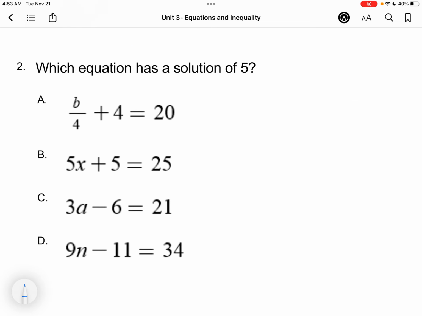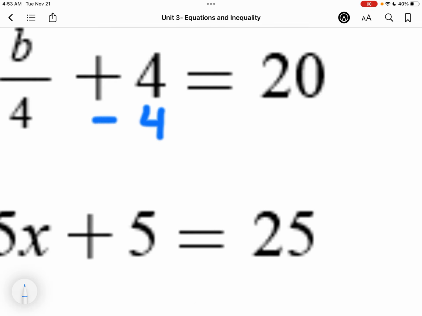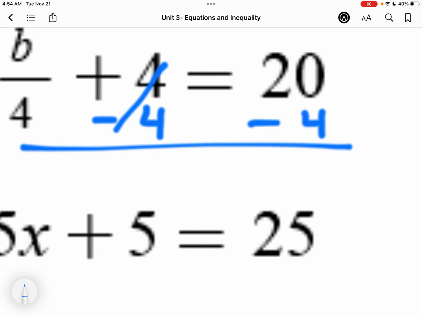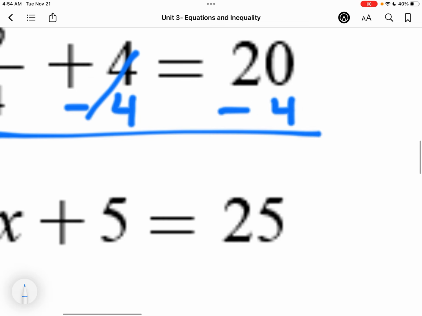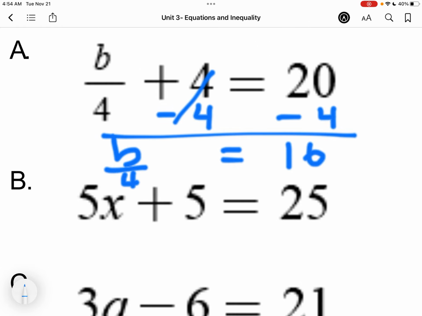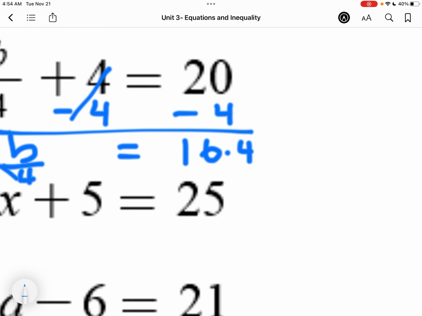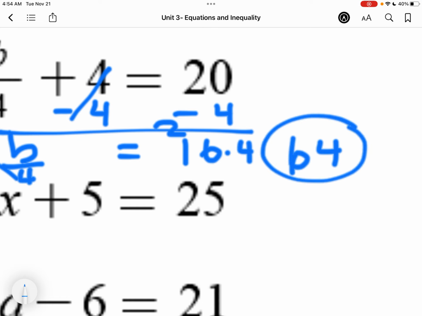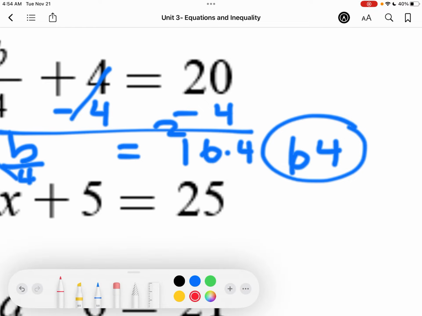Which equation has a solution of 5? So I had to subtract 4 on each side. B divided by 4 times 4. 16 times 4 is going to give me a really big number. What's 64? I'm going to switch colors just so we don't get mixed up.